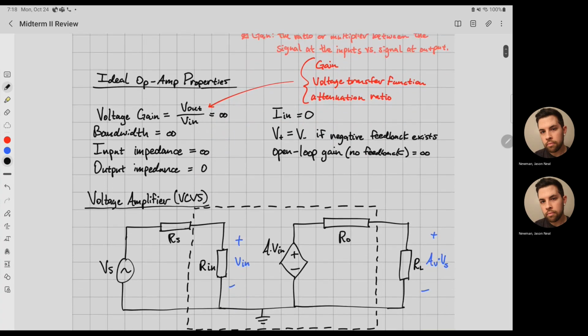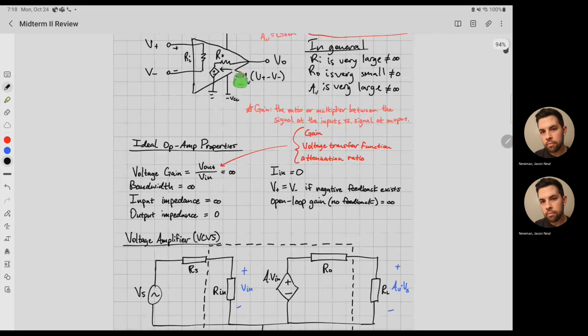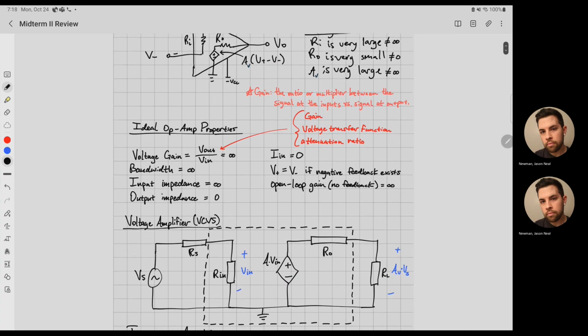But let me just talk about this diagram real quick before we dive into specifics. So this is a voltage amplifier, and basically that is an op amp, but I just drew it differently. I drew it modeling this schematic right here, but basically I just separated out the inside of this op amp, like right here. So I'm just talking about the inside of this right here.